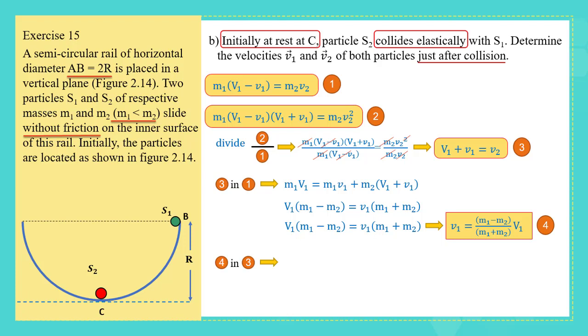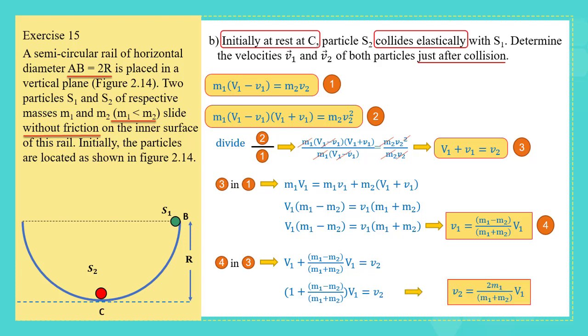Replacing 4 in equation 3, the answer will be v1 plus m1 minus m2 over m1 plus m2 times v1 before collision equals v2. Also here we have only one unknown, which is v2. If we take the common denominator m1 plus m2 and solve it, the answer will be v2 equals 2m1 over m1 plus m2 times v1.